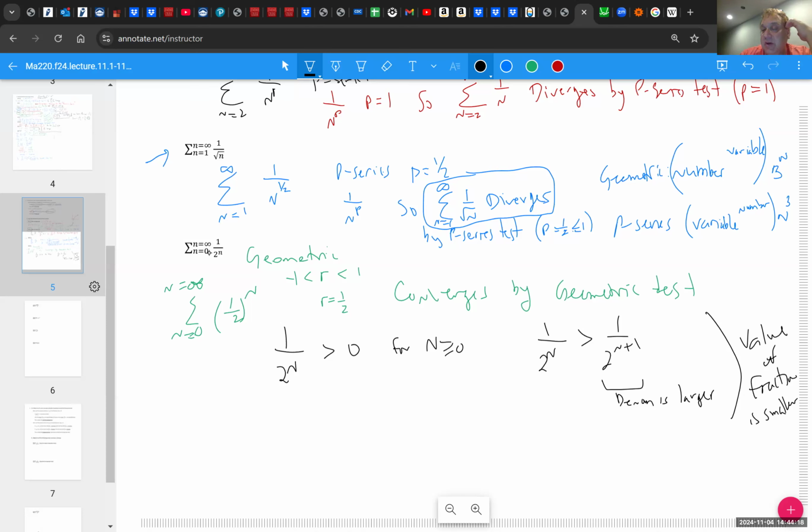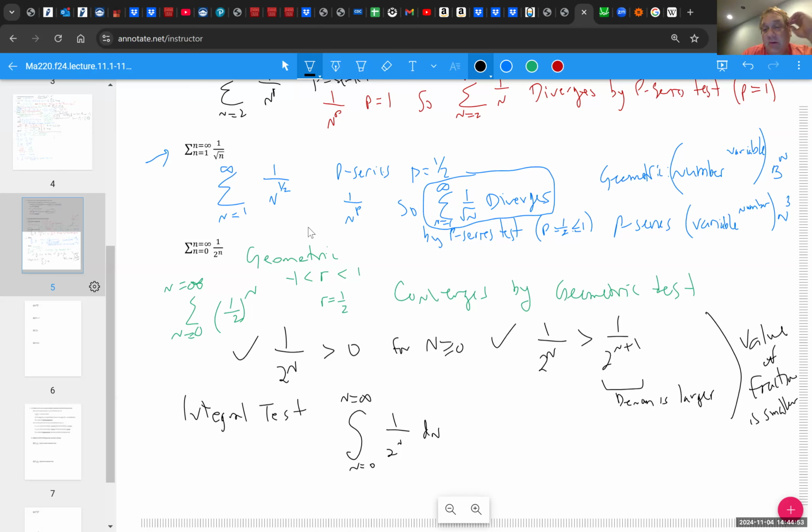So we have to demonstrate that the terms are positive and decreasing for us to be able to use the integral test. So integral test we can use now. We confirmed the two basic ideas of the integral test. What we do is instead of doing the sum, we do the integral from n equals 0 to infinity of 1 over 2 to the n dn.